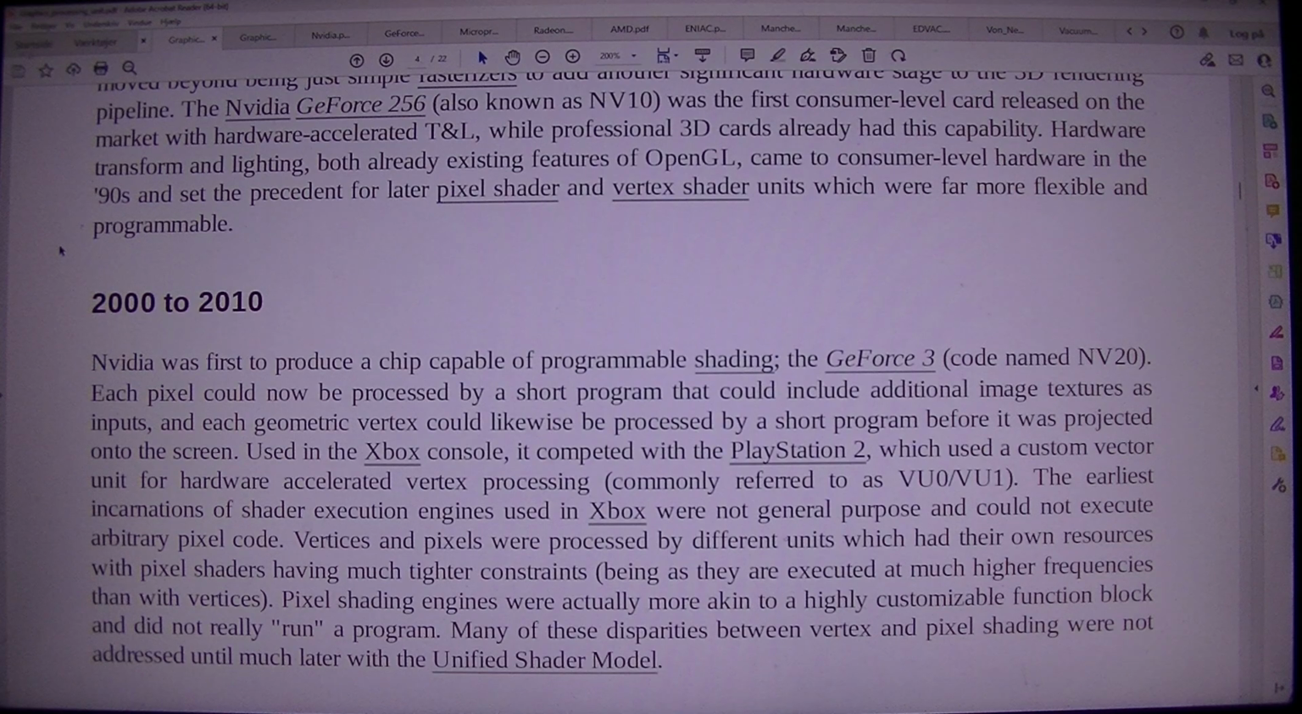Used in the Xbox console, it competed with the PlayStation 2, which used a custom vector unit for hardware-accelerated vertex processing, commonly referred to as VU0/VU1.